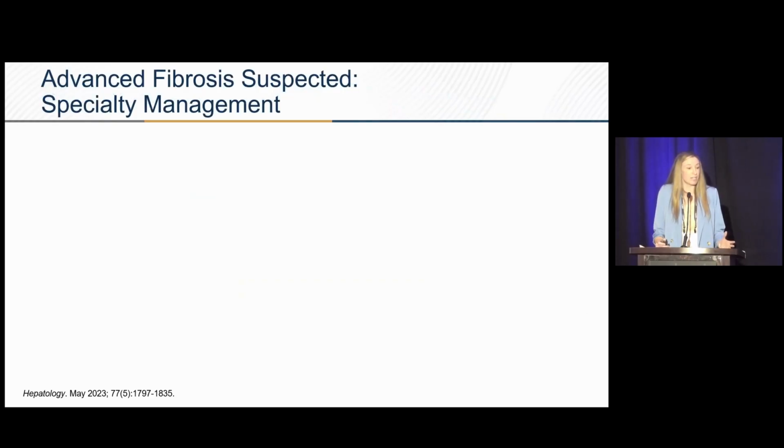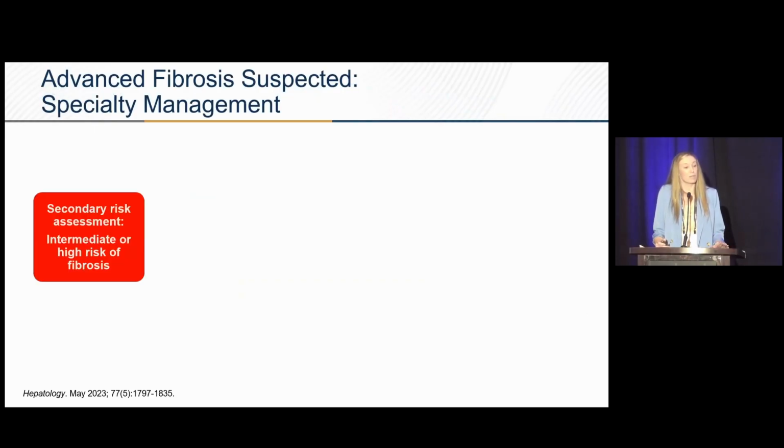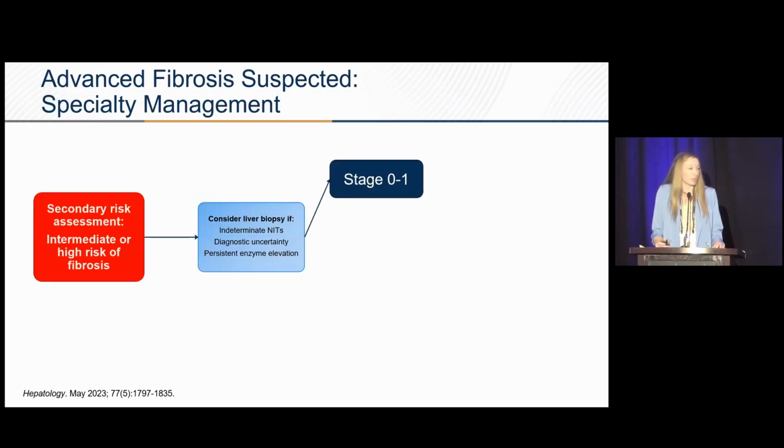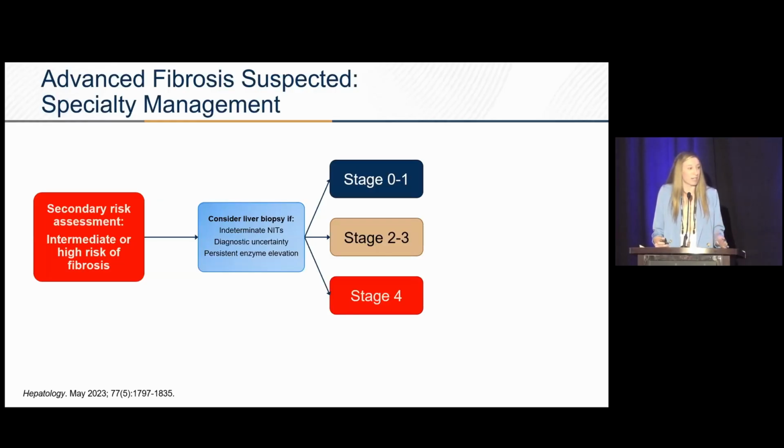Now, in specialty care, as far as management, once we receive a patient who may be at risk for indeterminate or high-risk fibrosis, there are a couple of different things we can do. We can order MREs. We can consider liver biopsy. We try not to do that unless we need to, but if you have indeterminate NITs or if there's any uncertainty about other concomitant liver disease, you can think about it.